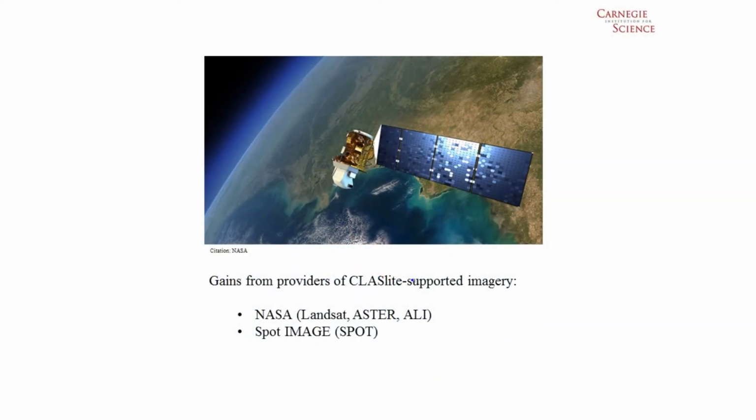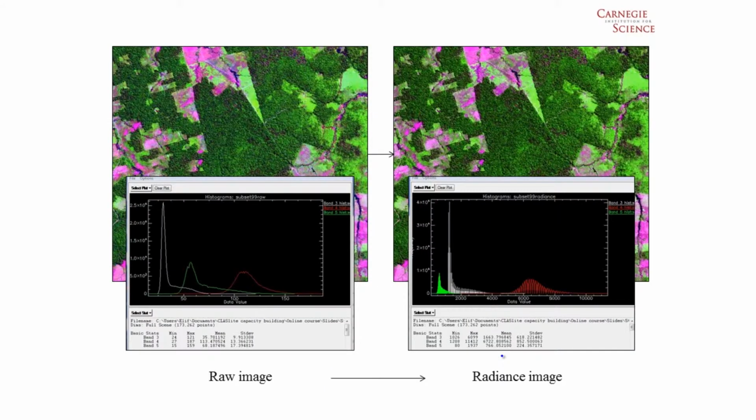CLASLite uses conversion factors called gains, obtained from the providers of satellite sensors, to convert units of digital numbers into units of radiance. Here is a raw file shown next to its radiance output. Normally, the user would not see this, since it is not the final output of step 1.